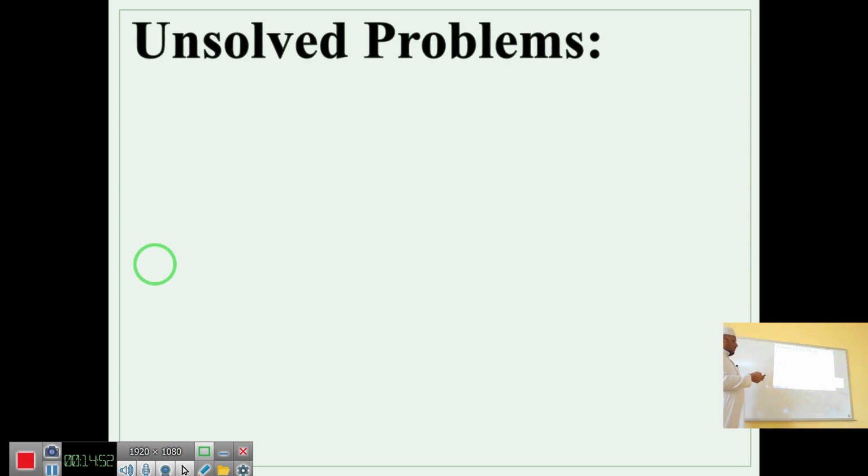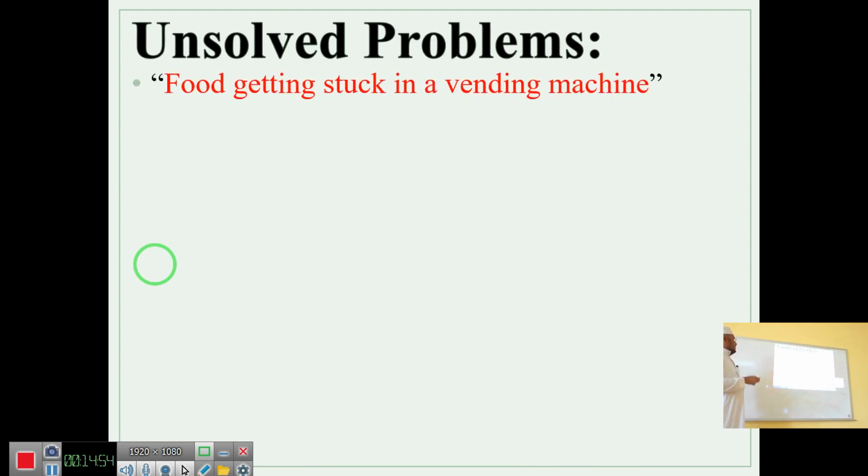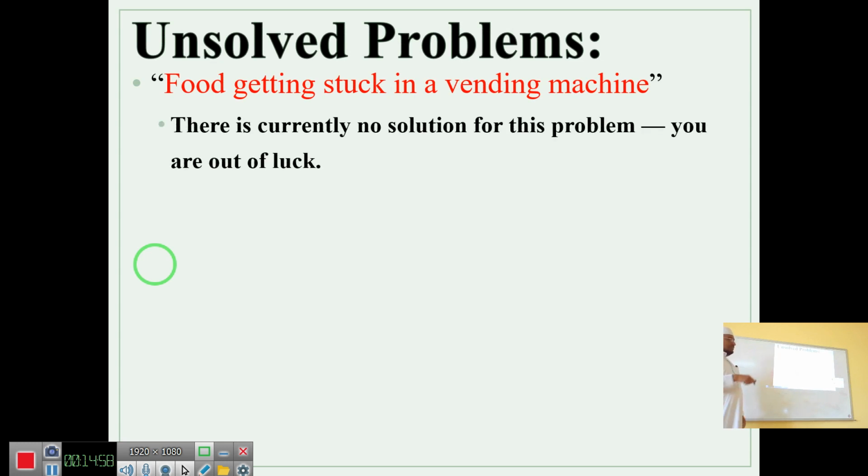Let's take what an unsolved problem is and how it comes about. Food getting stuck in a vending machine. It is categorized as an unsolved problem. Why? There is currently no solution for this problem, you are out of luck. Means till now they haven't found any robotic arm inside the vending machine to fix this problem. Okay, the shaking and kicking is a different issue, it depends upon how you want to utilize that machine. It can be used for you only or others.